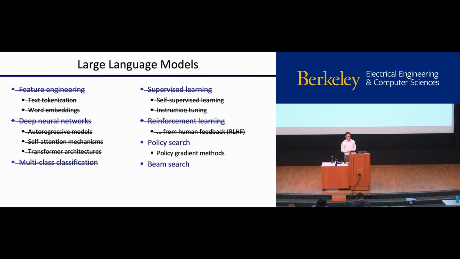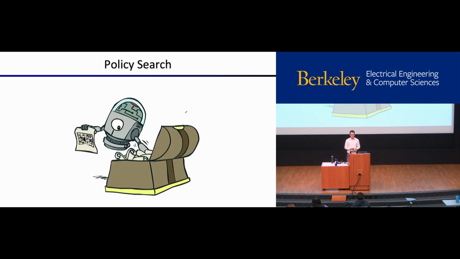Okay, so that was supervised learning and RLHF. But now let's talk about policy search. We're rummaging through these possible policies. We're trying to find a good one.